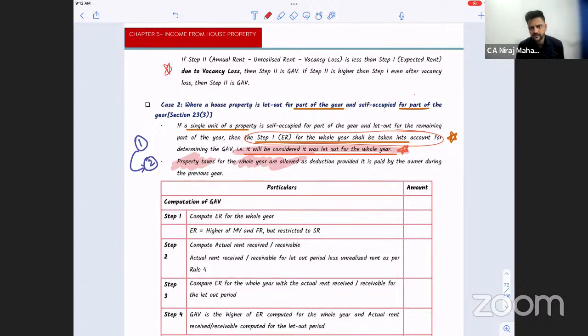What did I say? One single property, but part of the property is let out for the entire year, and the remaining part is self-occupied. Clear? We will have lots of cases. Don't forget, don't worry, we'll have all the permutations and combinations.